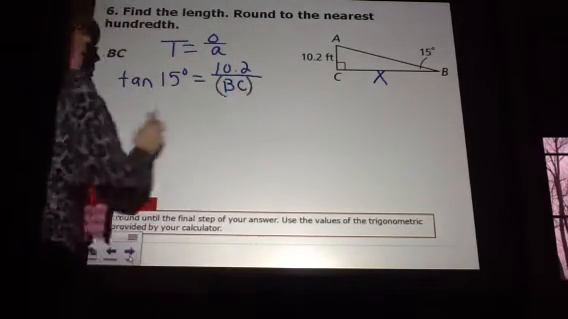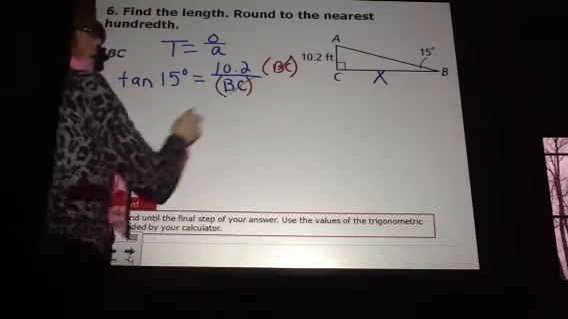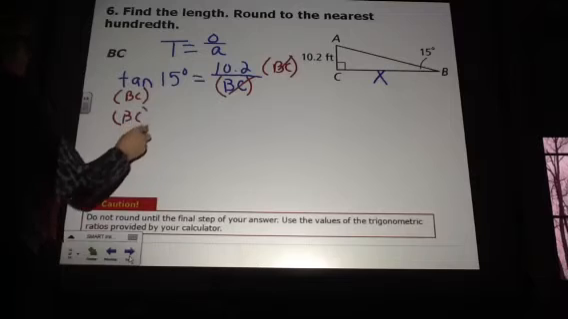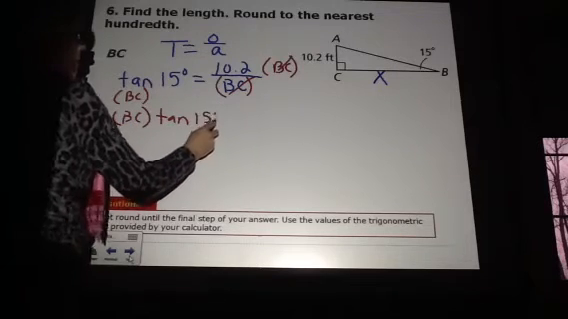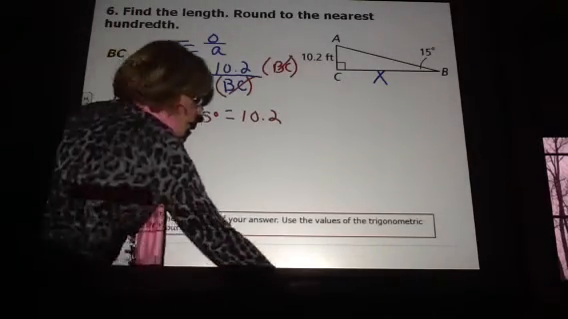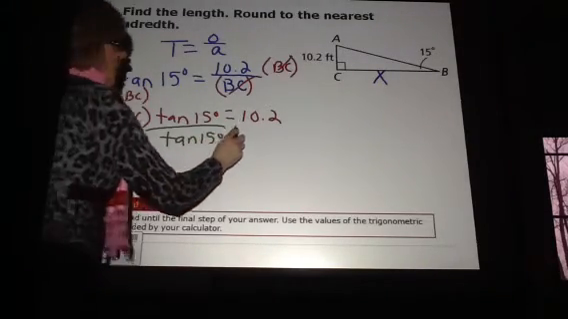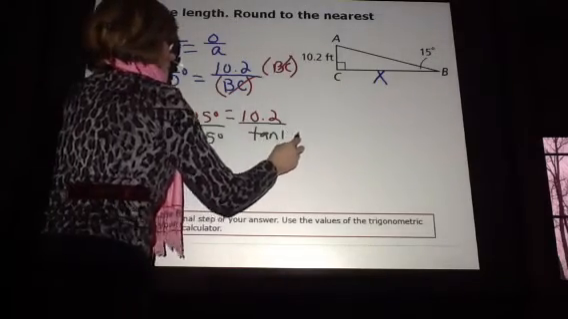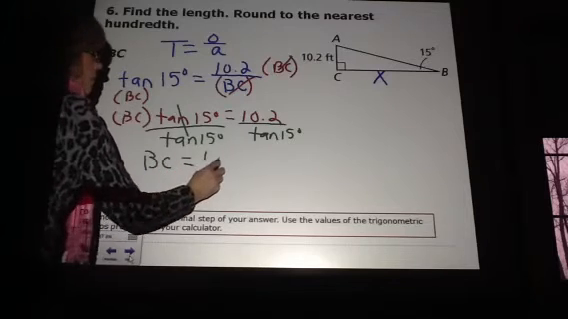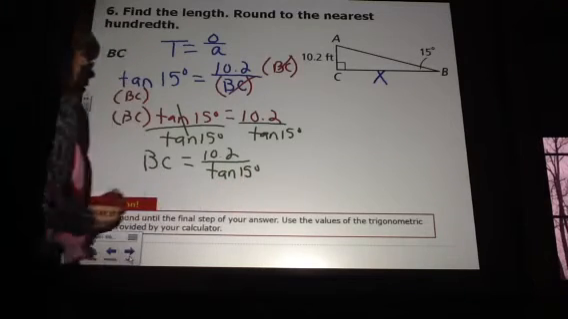We need to cancel out this BC right here. So if I multiply the right side by BC, I can cancel that out. Remember, what you do to one side, you must do to the other. So right now I have BC times the tangent of 15 degrees equals 10.2. Well, we're solving for BC, so I need to get rid of the tangent. Don't key it in and get the number yet. I need to get rid of the tangent of 15 degrees. Okay? This cancels out. Therefore, BC equals 10.2 divided by the tangent of 15 degrees.